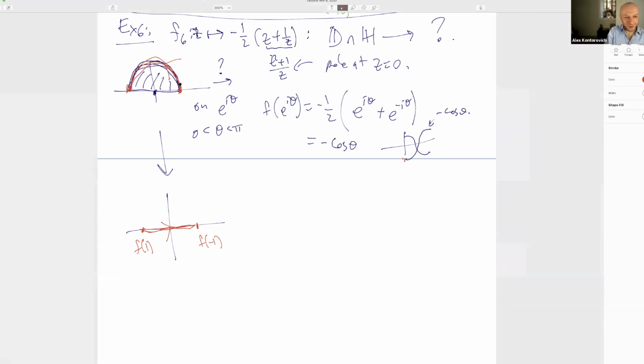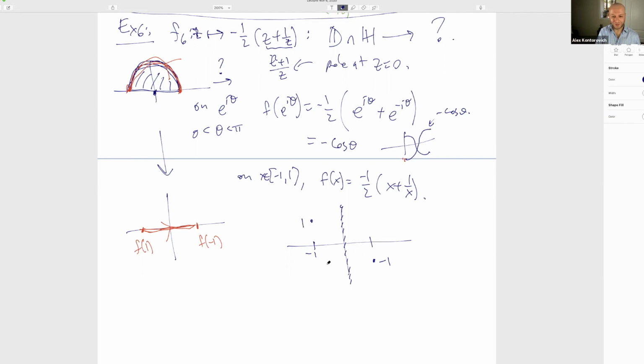Okay. And now there's these regions. So, well, we could try to work them out. What happens to the real line? So on x in (-1, 1), we have f of x is negative a half times x plus 1 over x. How do you graph x plus 1 over x? Okay, we have a vertical asymptote. With x equal to 1, I get, again, negative 1. So at 1, I get negative 1. Well, that's this. And at negative 1, I get 1.